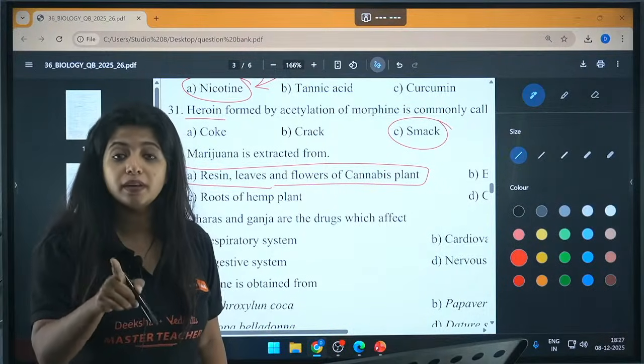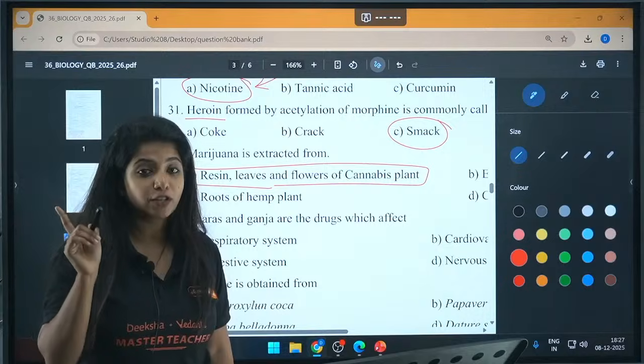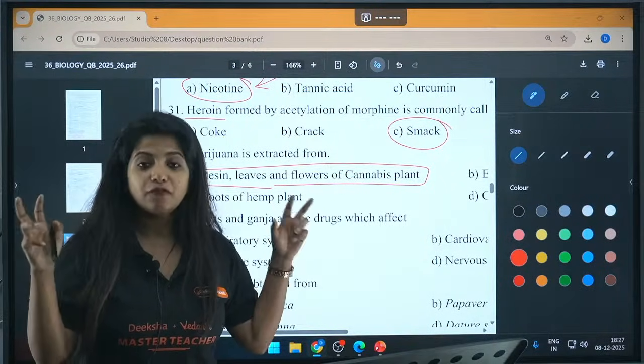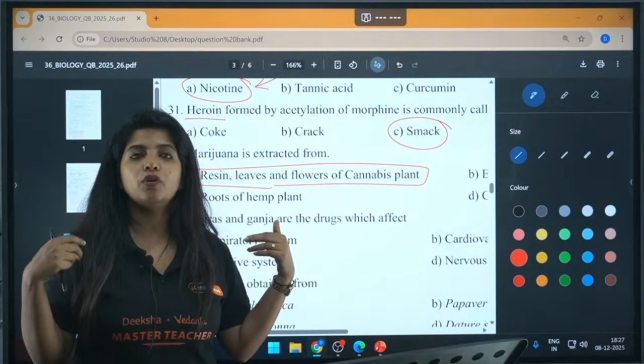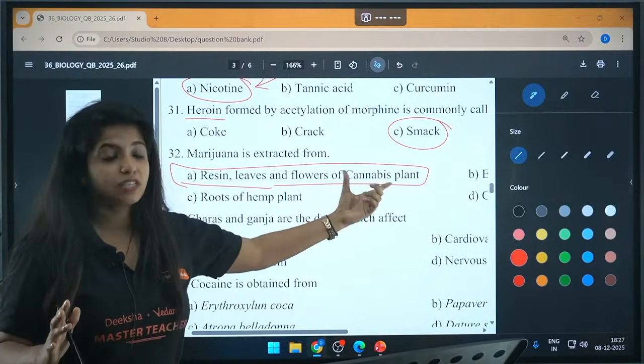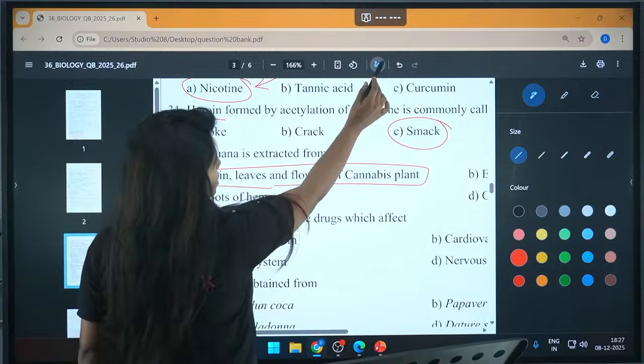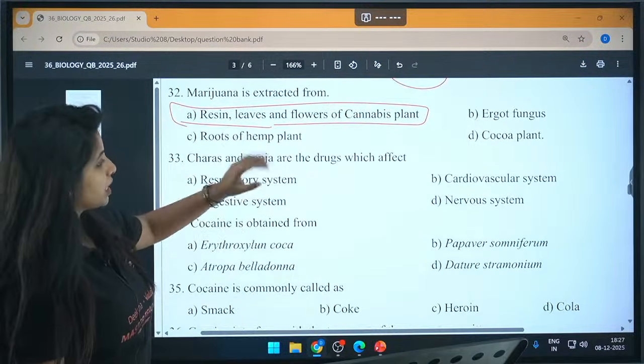And always remember, this is a drug which is being abused by sports people. So if at all a question comes, which is the drug abused by sports people, it is cannabinoids. Okay, it is cannabinoids that you get from the cannabis plant. So your answer for this question is A. Going ahead with the next question.